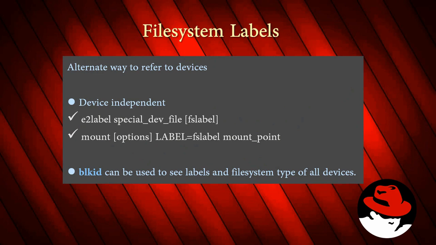The file system labels are alternate ways to refer to a device. Labels are similar to aliases, but they are different from aliases. They are device independent. e2label, special device could be used, and so on. blkid can be used to see labels and file system types of all devices.